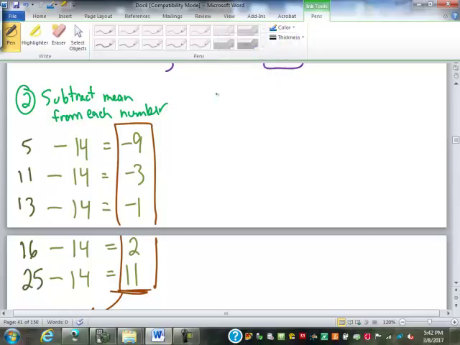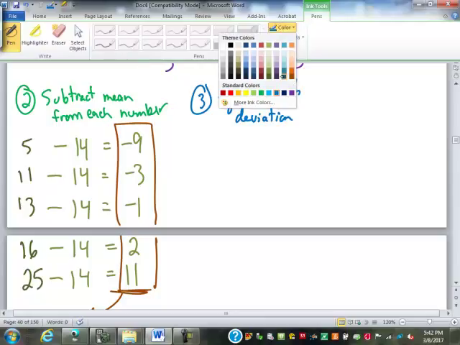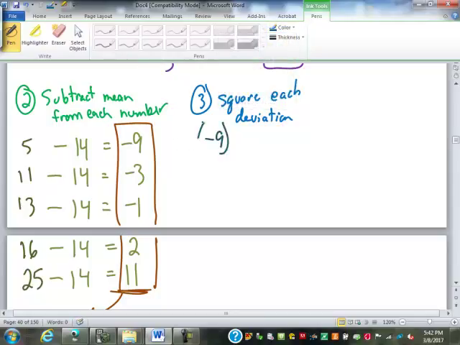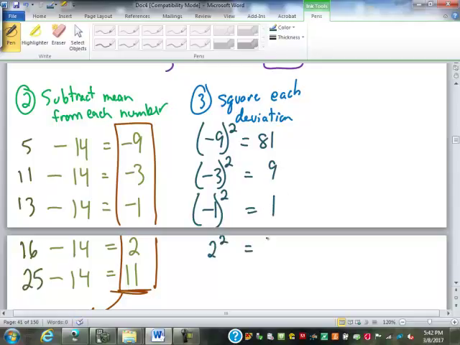Step 3 is what? Square them. Square each deviation. So negative 9 squared is 81. Negative 3 squared is 9. Negative 1 squared is 1. And 2 squared is 4. And 11 squared is 121. Very good.